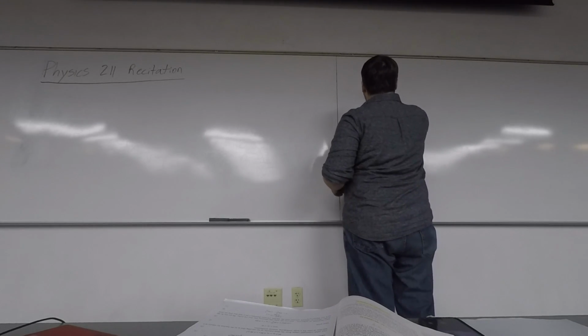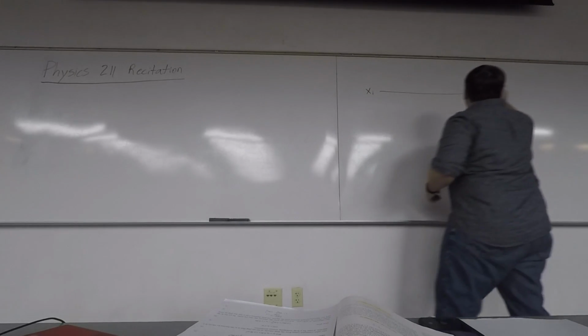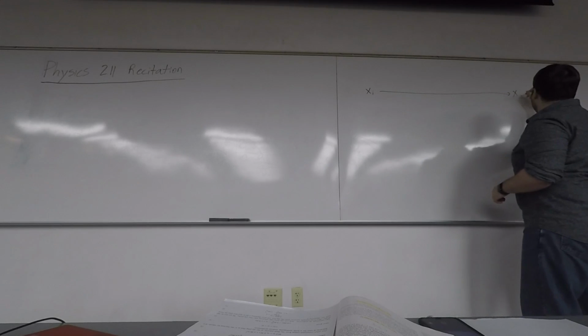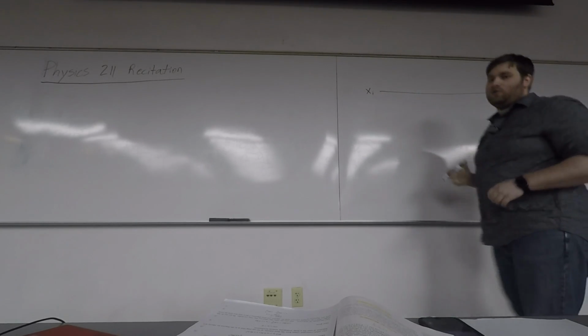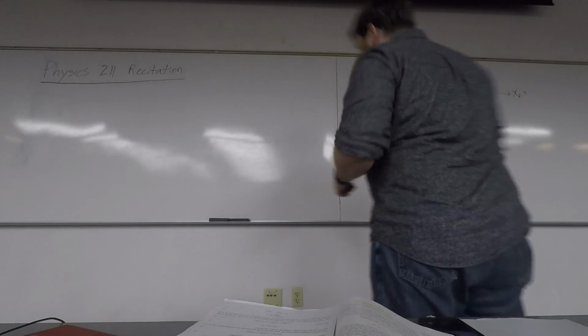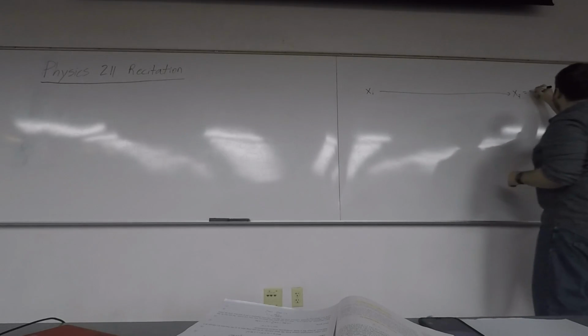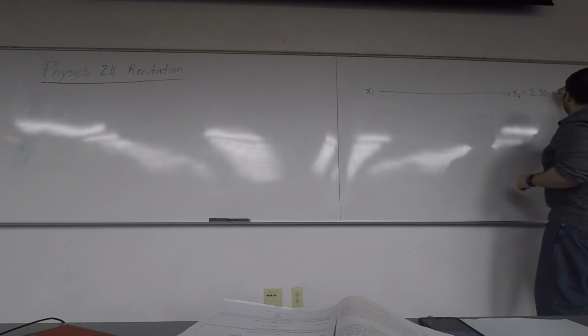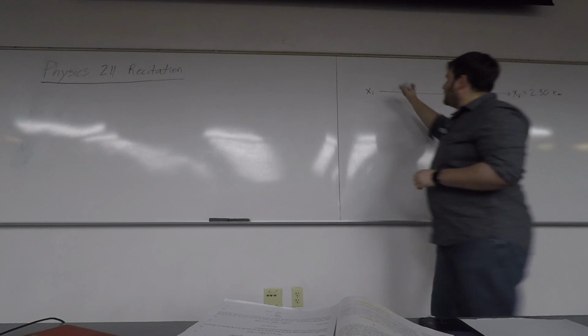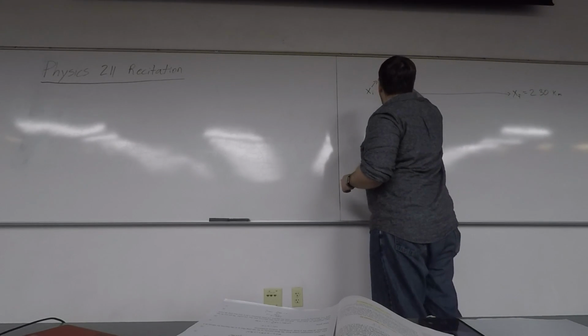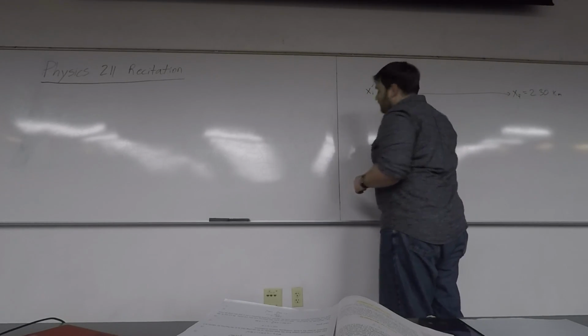So here's X initial, X final. This equals, so the numbers are actually different as well. So 2.3 kilometers. We'll define this to be 0 kilometers.